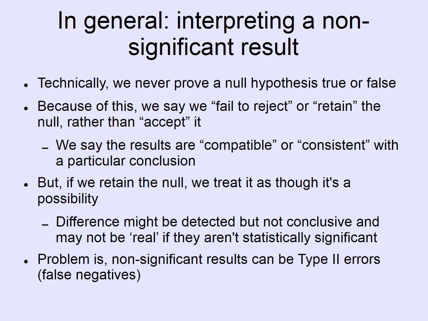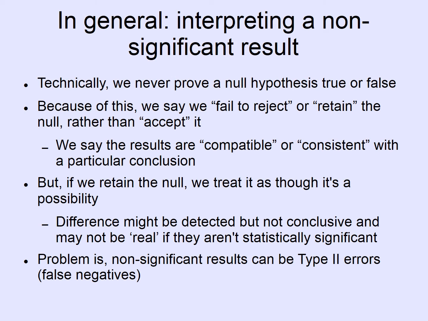So we've gone over all the basics of null hypothesis statistical testing, but there are a few other considerations. Number one, we never prove anything, especially when we get a non-significant result. We aren't proving that a null hypothesis is true or false. If we say we fail to reject or retain the null, that doesn't mean we're accepting it. We're just saying that we can't exclude the null as a possible outcome. A difference might be detected, but it's not conclusive, and it may not be real if it isn't statistically significant.